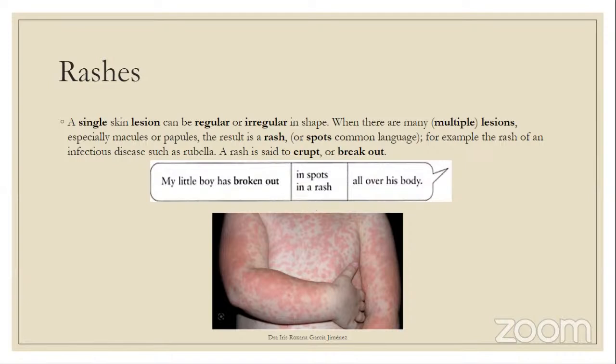They are not going to tell us, my boy has macules. Of course not. It's not going to happen. We don't have to dream about it. We have to memorize these common expressions too.